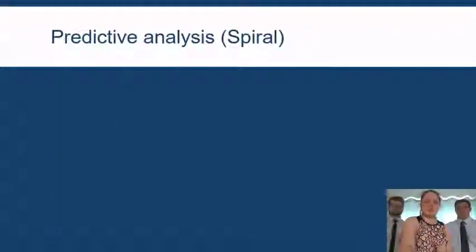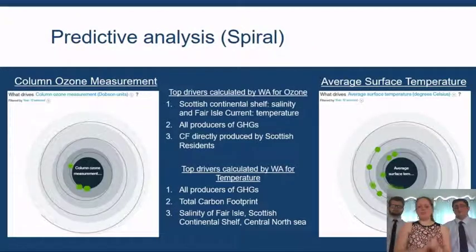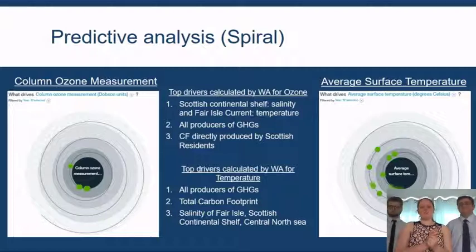We decided next to do the predictive analysis to look at what drives column ozone measurement and other factors. So the column ozone measurement drivers calculated by Watson Analytics was the Scottish continental shelf, the salinity and Fair Isle Current temperature, and these can't really be a driver, but it has been shown by Watson Analytics that it is correlated. There must be a contributing factor for both, which they share.